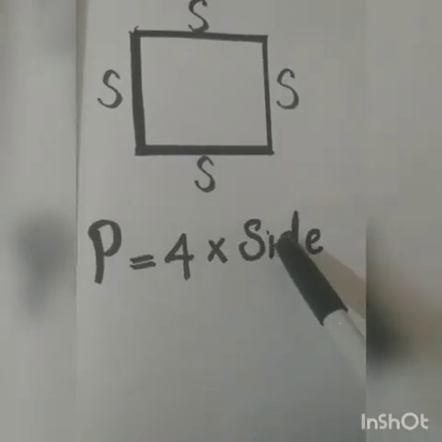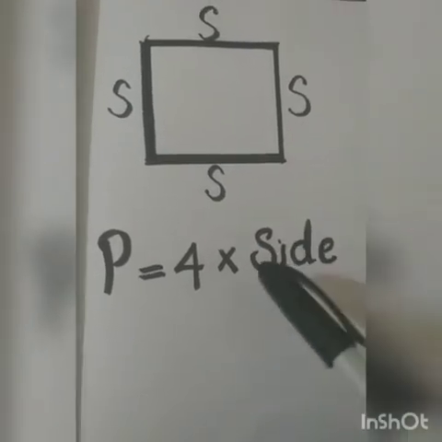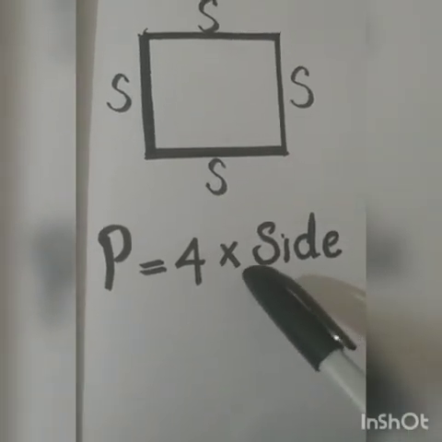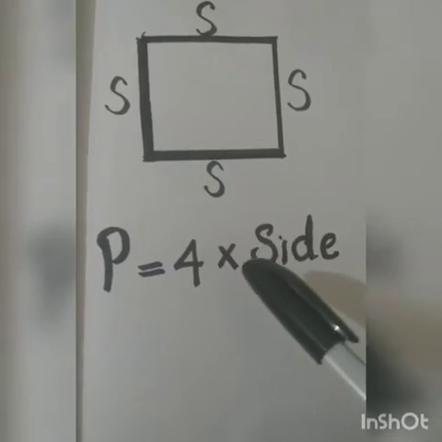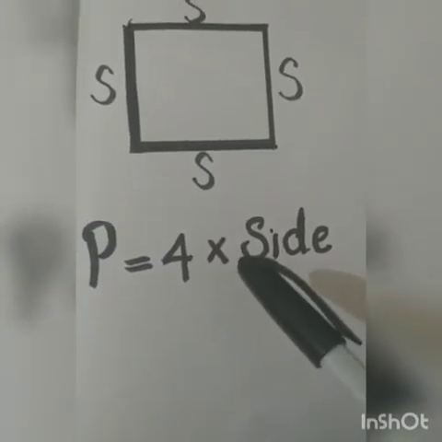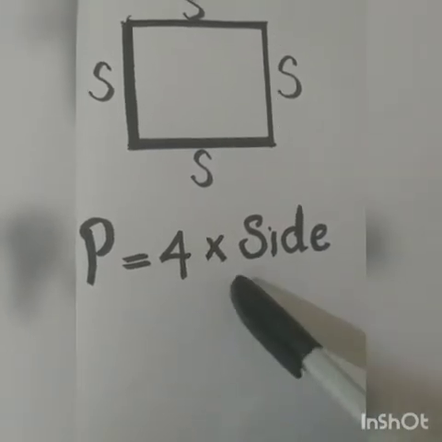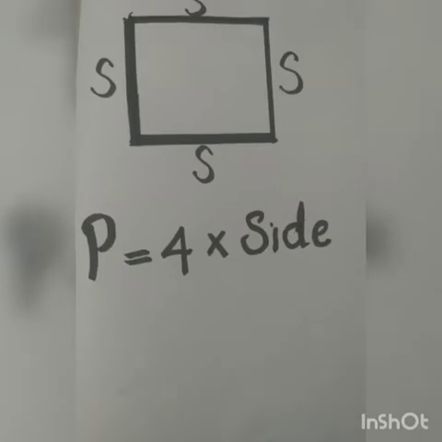Now using these two expressions, that is the perimeter of a rectangle and the perimeter of a square, we can solve some example questions. So once again, what is the perimeter of a rectangle? 2 into (L plus B), where L is the length and B is the breadth. Now for a square, the perimeter is 4 into side. So that is how we find the perimeter of a rectangle and square.